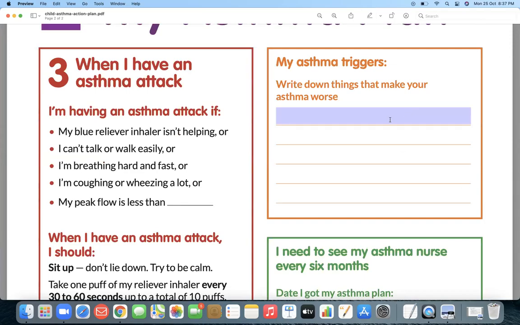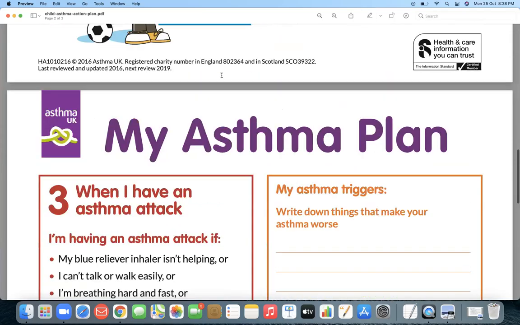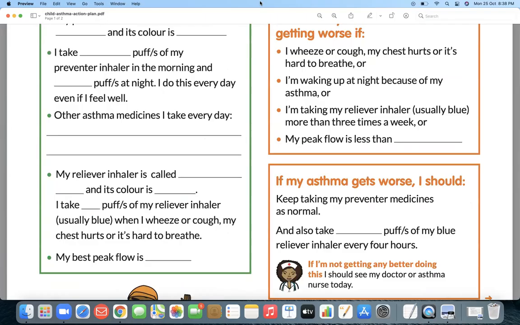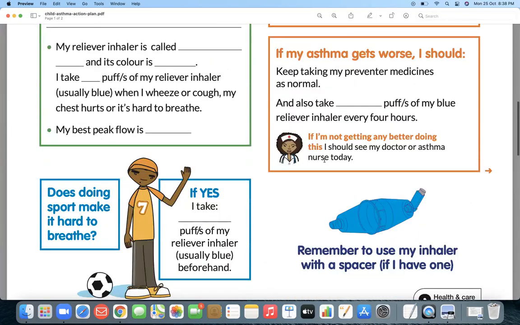There is one more. When I have an asthma attack, it is getting worse, which means, as I told you, poorly controlled. It means it's not controlled. You have to do something. You have to go to the doctor and increase the dose or add some medication.